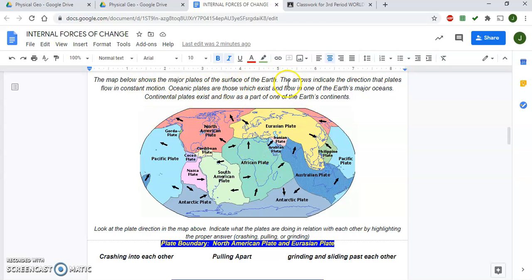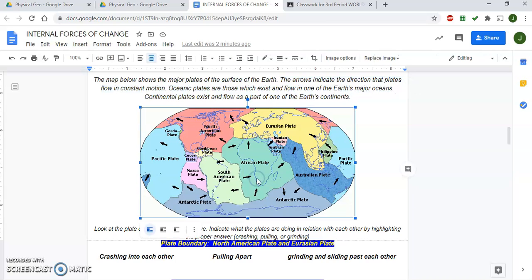Make sure you read the directions. The arrows indicate the directions that plates flow in constant motion. Oceanic plates are those which exist and flow in one of the Earth's major oceans. Continental plates exist and flow as a part of the Earth's continents, okay? Imagine that the oceanic plates are heavier than the continental plates, so when they collide, the oceanic plates will go underneath the continental plates. But they make some really spectacular things.